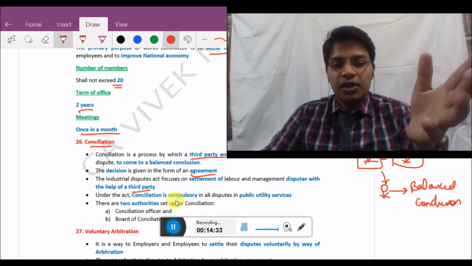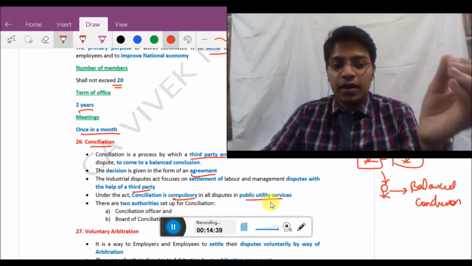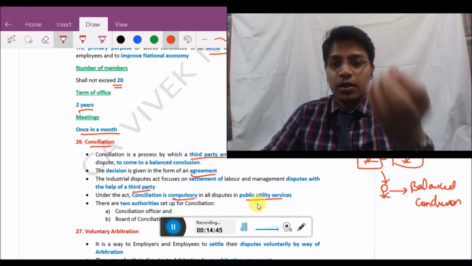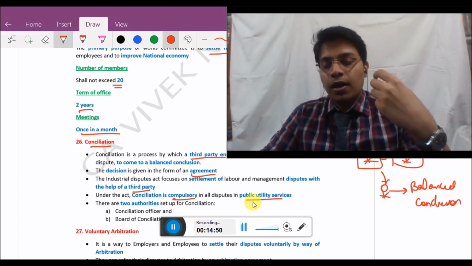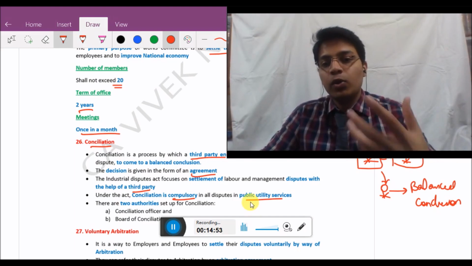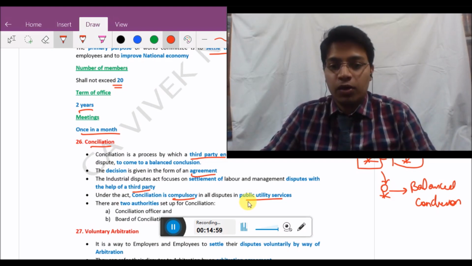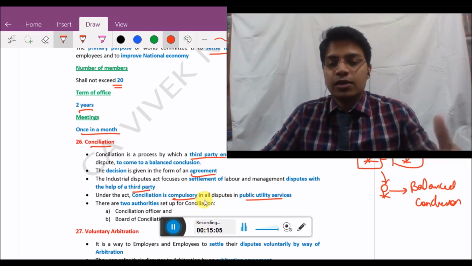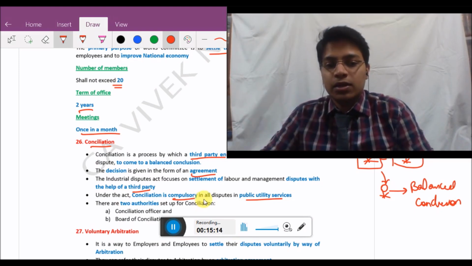Under the Act, conciliation is compulsory in all disputes in public utility services. We have discussed this already. Why is conciliation compulsory in public utility services? Because public utility services mean the services which are most essential to the public at large: hospitals, railways, postal services. If a strike is happening in these services, it is a huge setback to the entire economy of the country. Conciliation is very fast. If the matter goes to court, it takes many years to get solved. That's why conciliation is compulsory for disputes arising in public utility services.